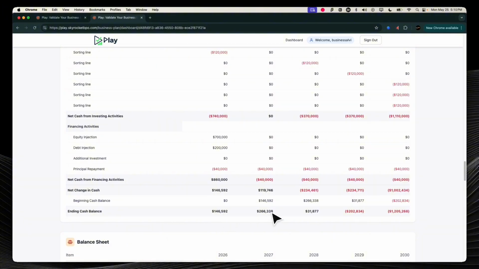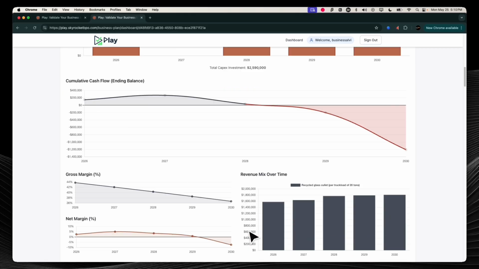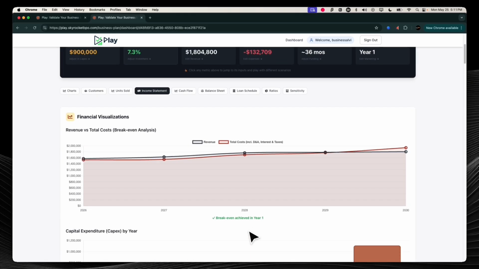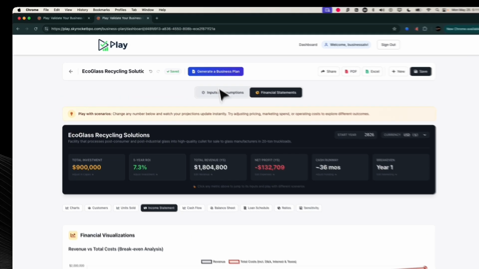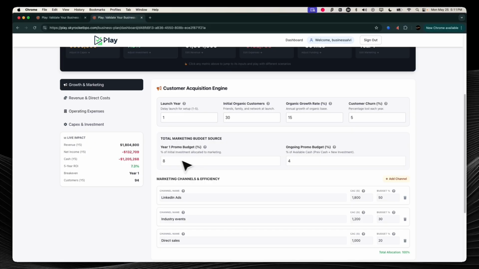As you can see, it's going to get negative over the years. This is an investment heavy business. So over time, even though the business is profitable, due to decrease in cash, this problem is occurring. So in order to get rid of this, let's look at the customer acquisition channel.